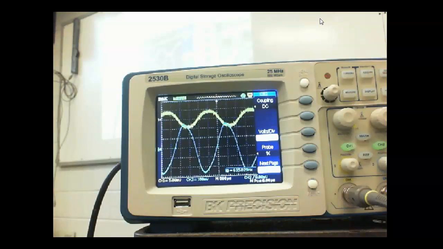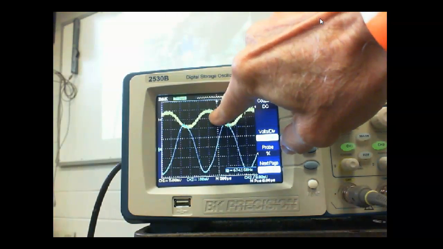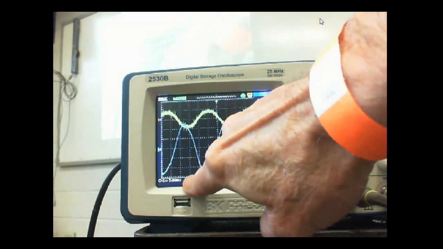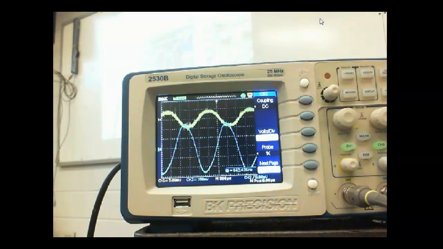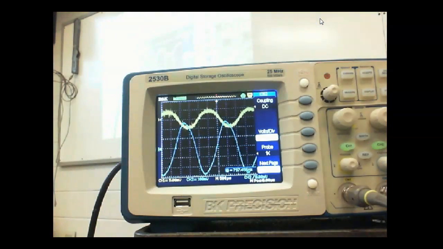So I have my input on 5 millivolts per division, and I've got 2 divisions. My blue one is, by the way, notice the signals are 180 degrees out of phase. When the input goes positive, the transistor cuts on, which means the voltage across it goes down. So this is a feature of the common emitter amplifier: the input and the output are 180 degrees out of phase.